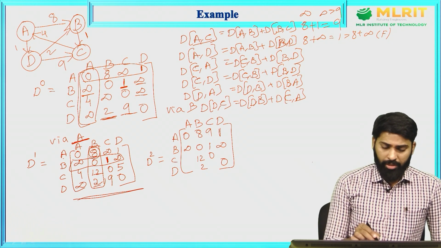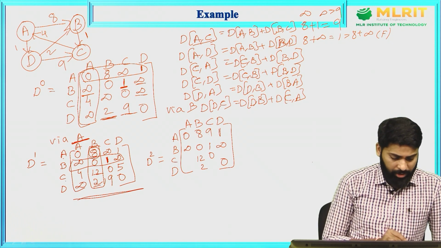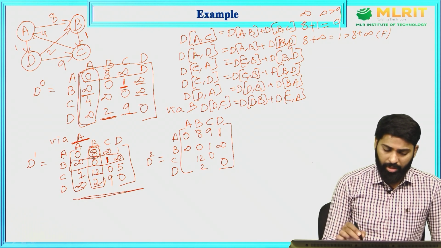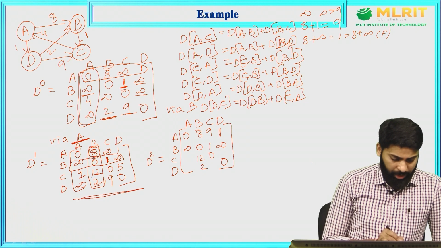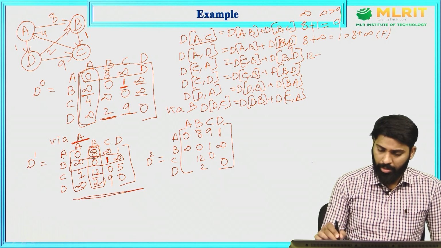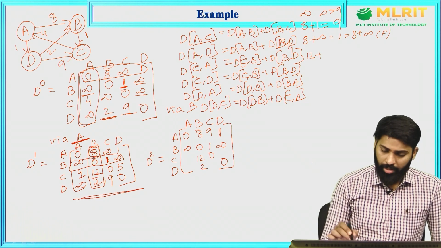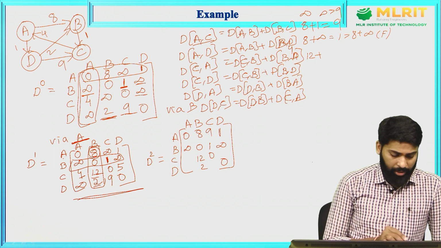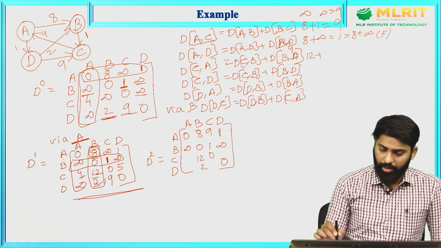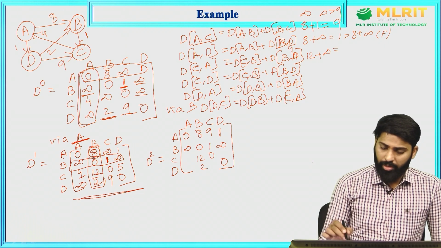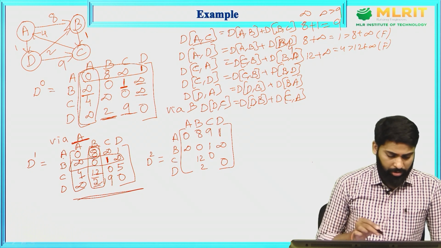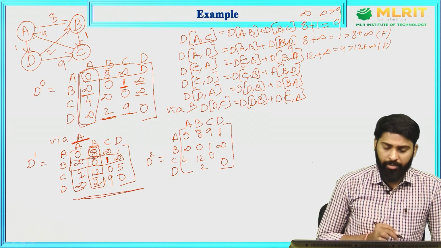Next, distance of C to A. What is the distance of C to A? 4. The actual value is 4. So distance of C to B. C to B is 12 plus distance of B to A. So distance of B to A is infinity. So now what is the actual value? 4. Is 4 greater than 12 plus infinity? False. So I write same value here, 4.